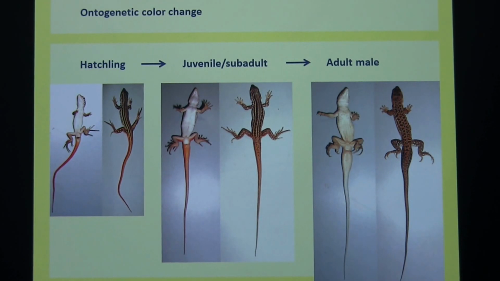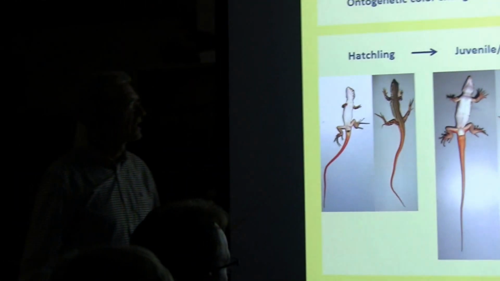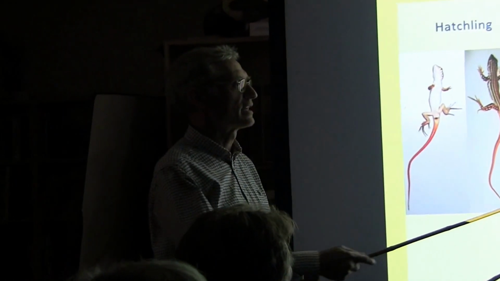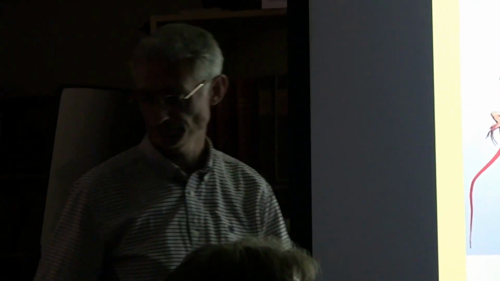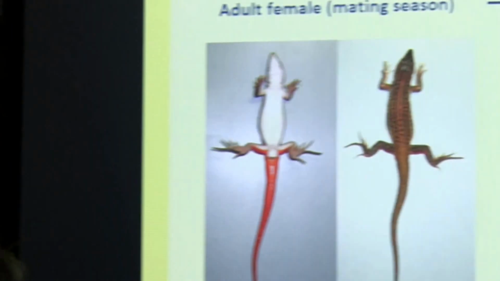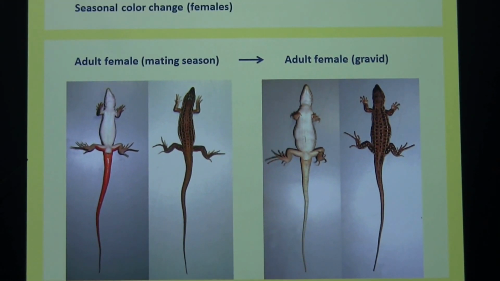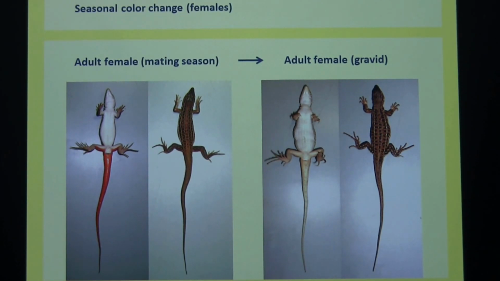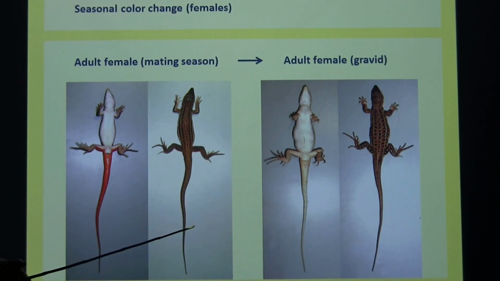Males lose their red color when they are around 1 year old, and so adult males show white coloration on the ventral part of the tail and the hind limbs. In contrast, females retain the red color until they are adults. At the beginning of the breeding season, they show red coloration on the ventral part of the tail and the hind limbs, but this red color gradually fades and becomes white, yellowish white, when females are gravid.